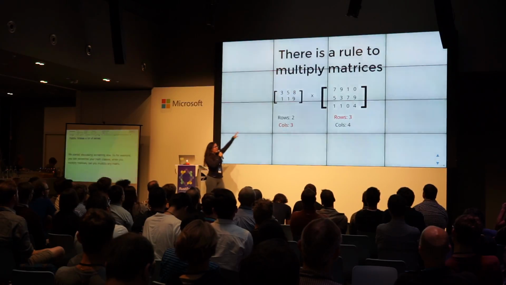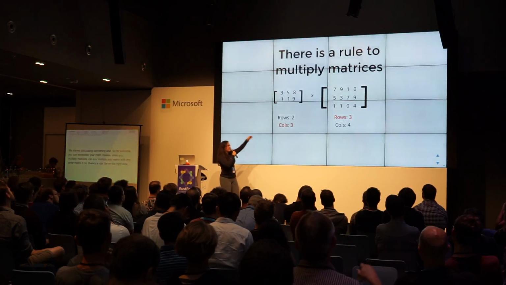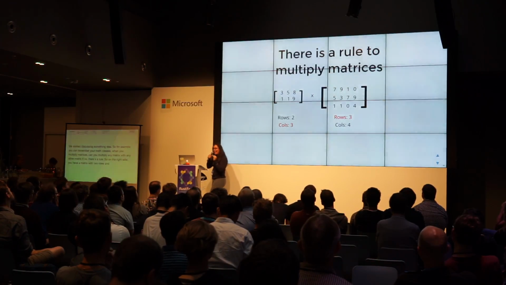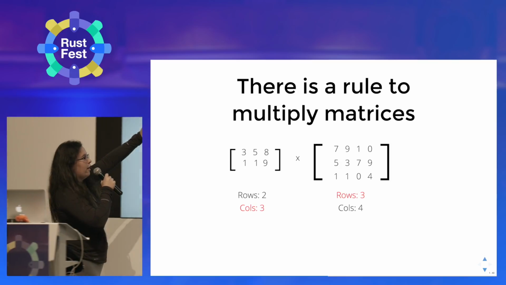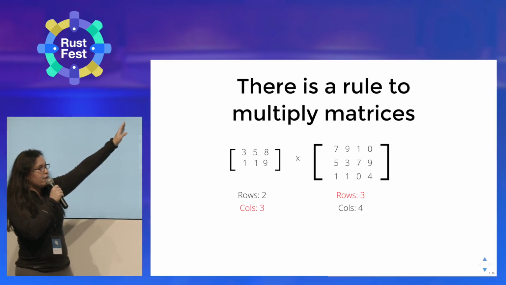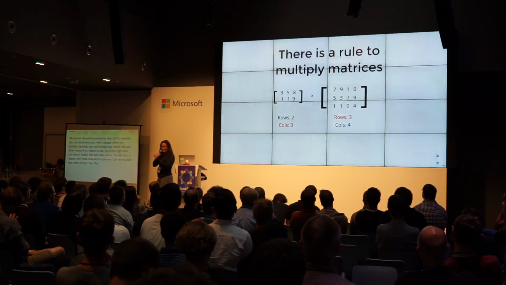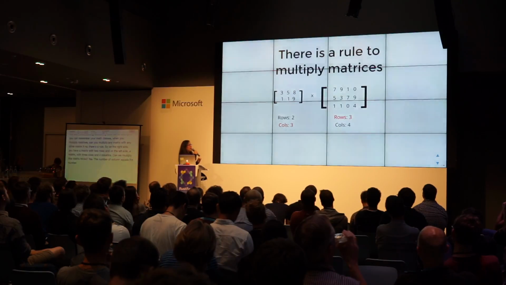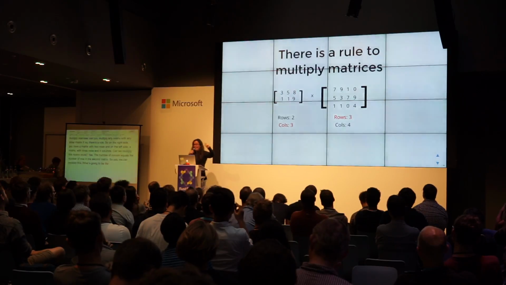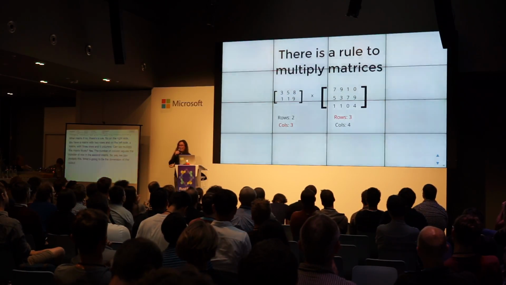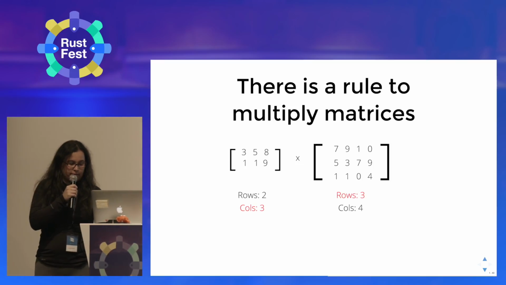So on the right side, you have a matrix with 2 rows and 3 columns. On the left side, you have a matrix with 3 rows and 4 columns. Can we multiply these matrices? Yes, because the number of columns of the first matrix is equal to the number of rows of the second matrix. So yes, we can multiply these 2 matrices. What's going to be the dimension of the output matrix? 2 by 4. Great. So you have some rules based on the matrix dimensions.